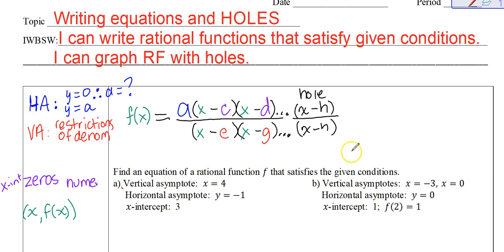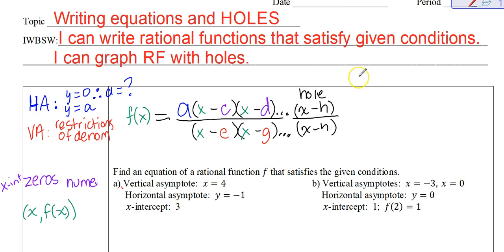Okay? So here is the factored form of a rational function. It looks like this. Color code. This is your y, your f of x, equals your a in blue. And then there's all your linear factors, x minus c, x minus d, x minus e, x minus g, with your zeros in the numerator in purple and your restrictions in the denominator in red.